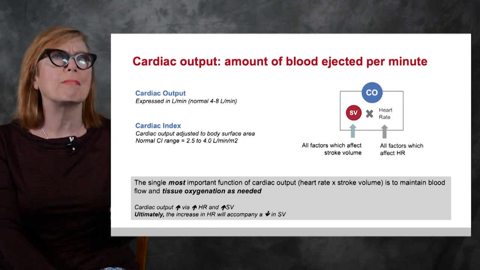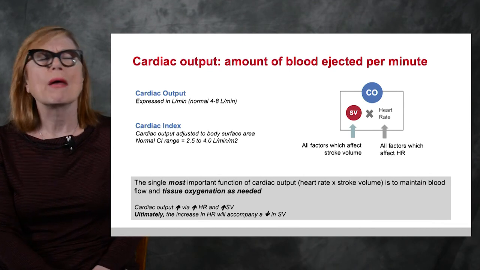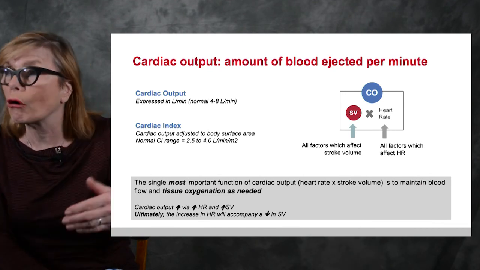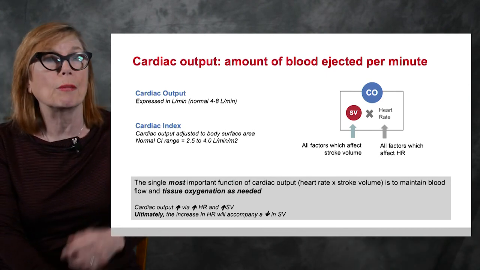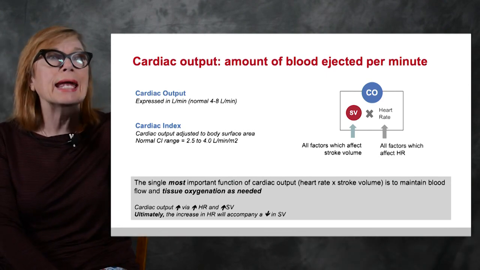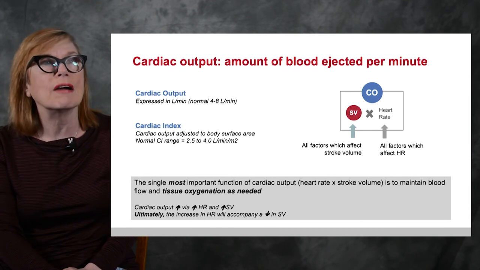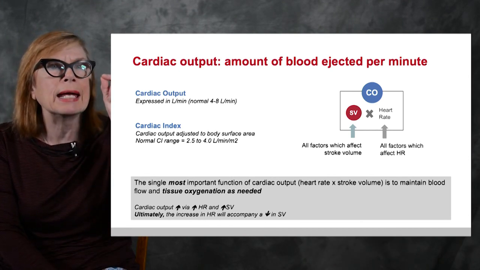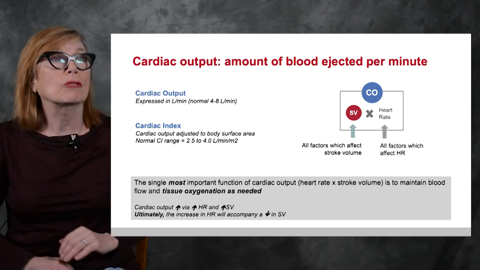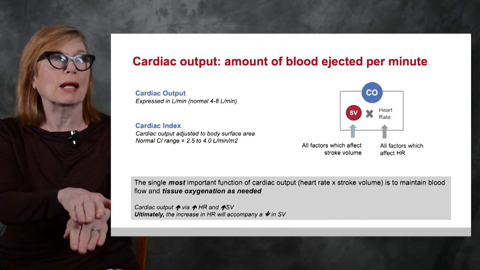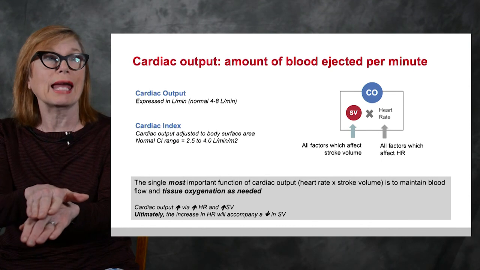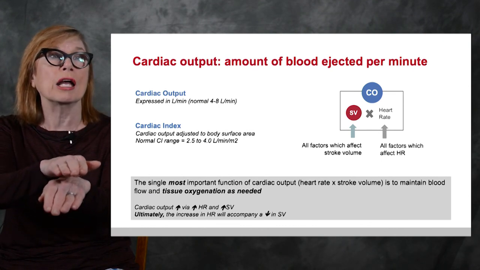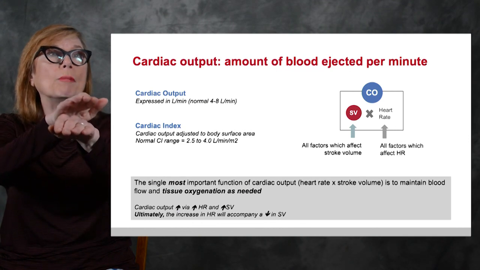We want to make your ventricle efficient. The most important function of stroke volume and stroke volume times heart rate, which is cardiac output, is to maintain blood flow and deliver oxygen to the tissue. It is the main one. The problem, of course, is that as my heart rate and stroke volume go up, my cardiac output will go up.